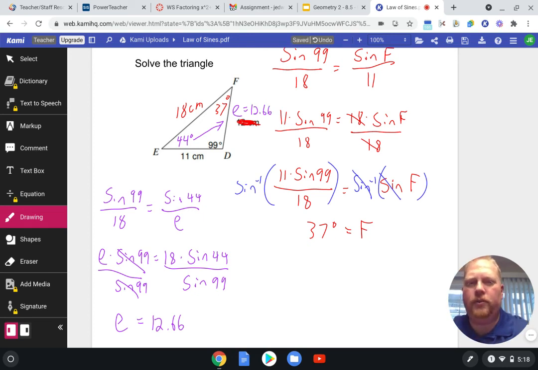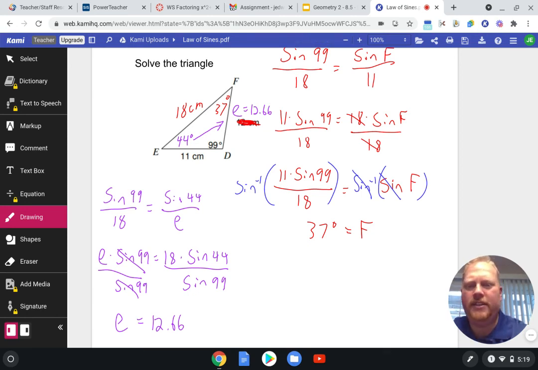So now, if I've done this right, the largest angle is across from the largest side, and the smallest angle is across from the smallest side. So the smallest angle is 37, and it's across from 11, which is the smallest side. The largest angle is 99, and it's across from 18, which is the largest side. So that's a pretty good indicator that we've done some stuff right.